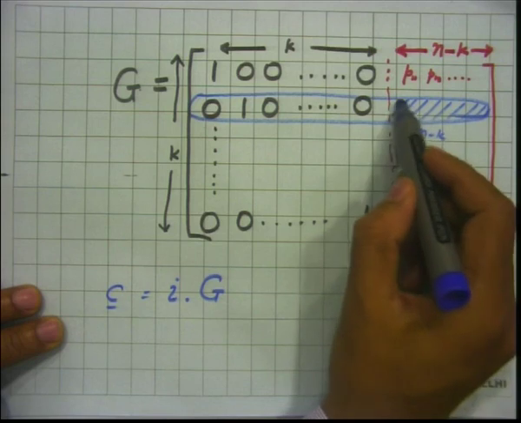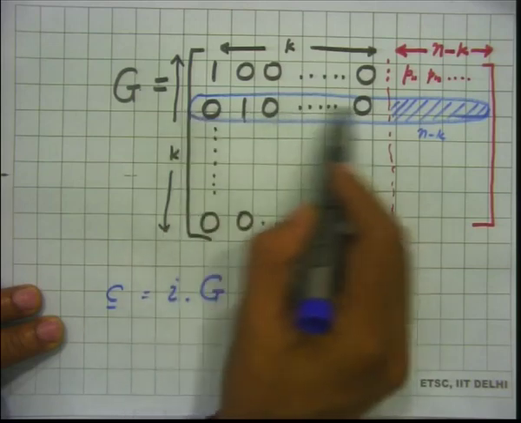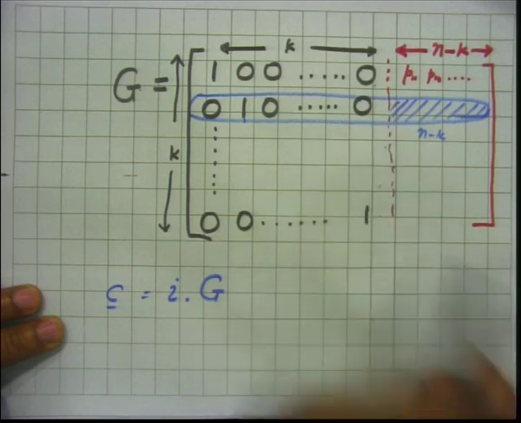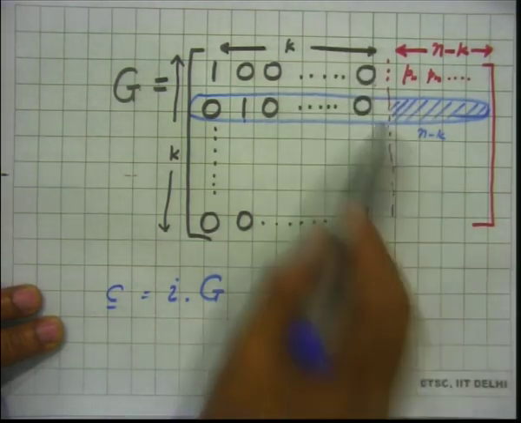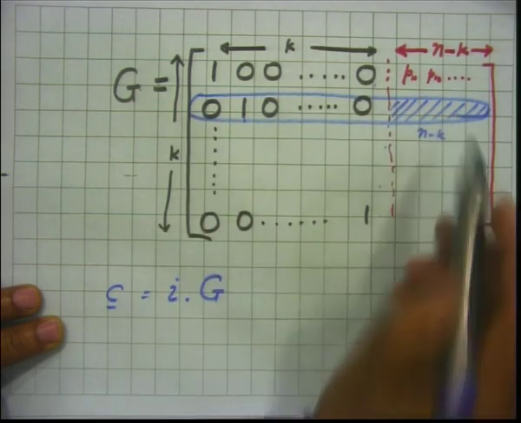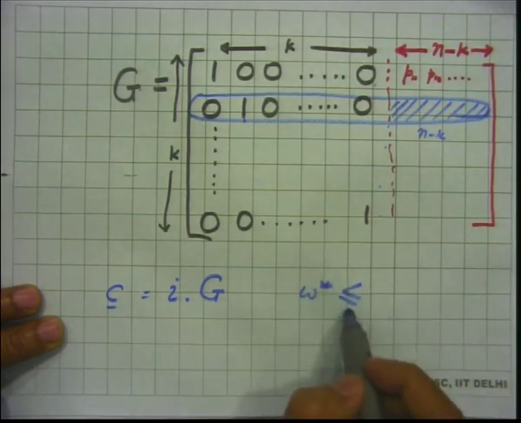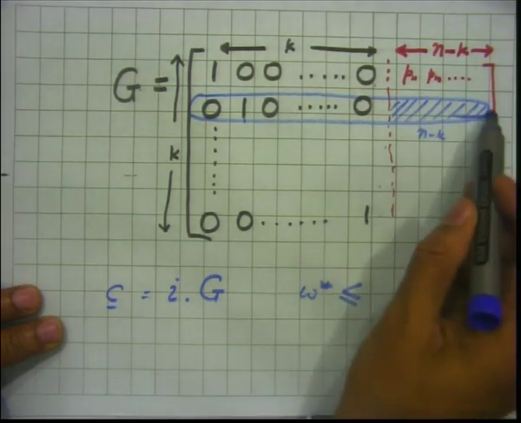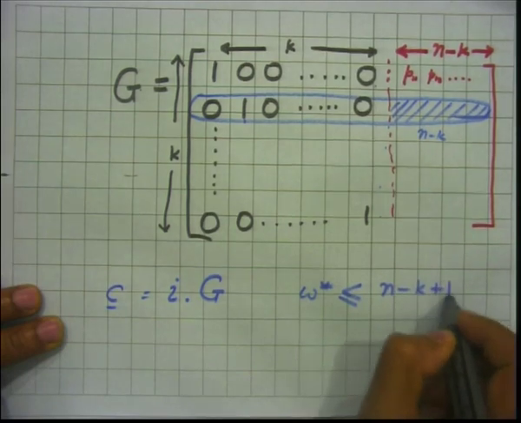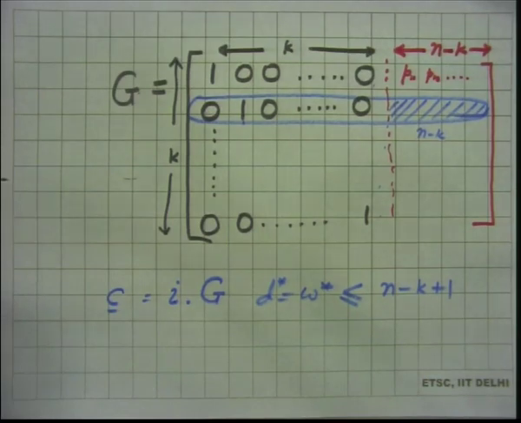In this case, the weight of this vector is n minus k plus 1, because in this row all of them are zeros except any one. This is true for all of these rows, and the linear combination you can always try that. So, no matter what you do, the minimum weight W star will always be less than or equal to n minus k, provided all of them are non-zero, plus 1. So, n minus k plus 1 is the upper bound and which is the Singleton bound.